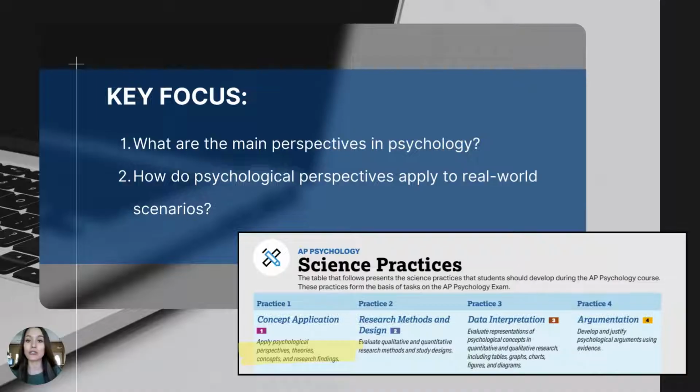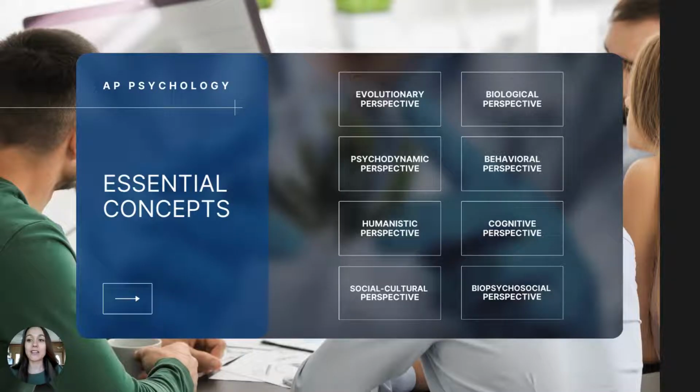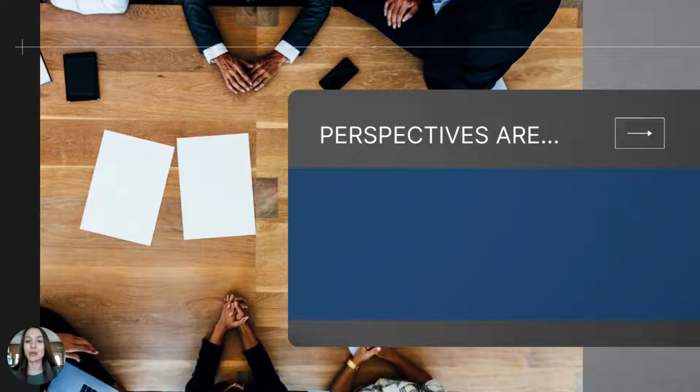So, in order to do that, you need to know what the main perspectives in psychology are. So by the end of the video, you should be able to define and apply the following 8 perspectives listed on the screen, and I will go over each one in more depth soon. So first, what do I mean by perspective? A perspective is simply a point of view.